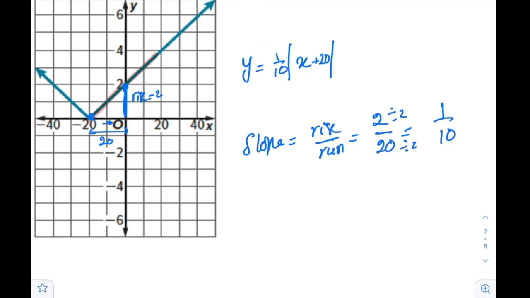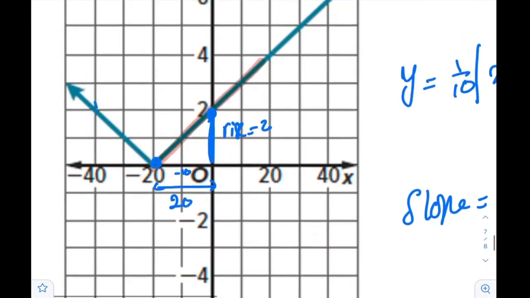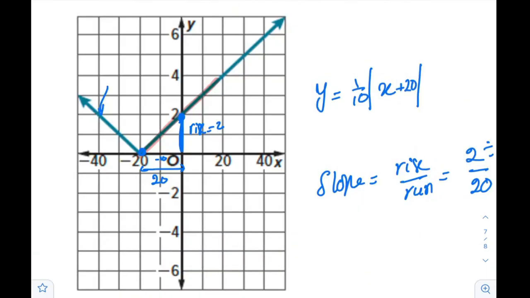Okay. If somebody has chosen this part, you will tell me this will come out negative. Don't use it, because if it is negative, that means the graph will be flipped, and it is not flipped. It is opening up. So only use the positive value. So finally, you can write it in this form, or you can write it in the decimal form. This is how we write the absolute value function from the graph.